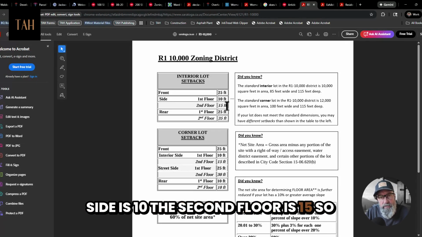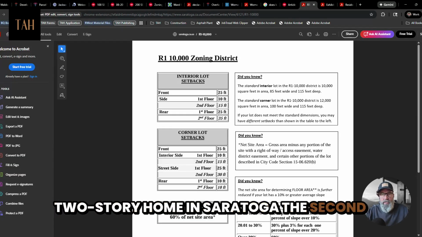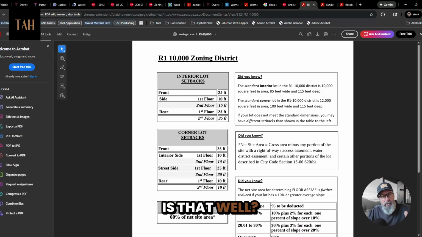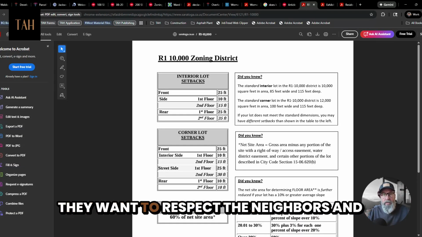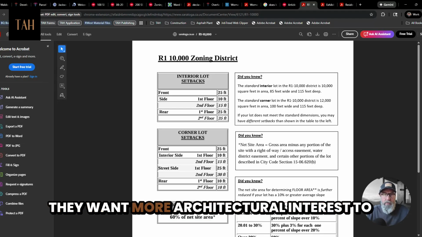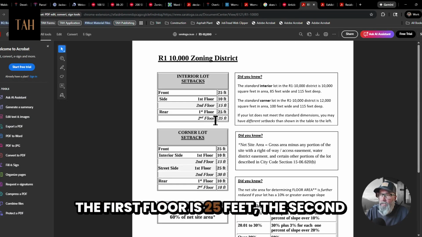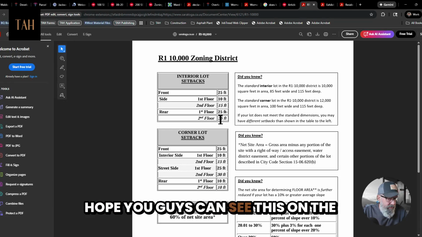second floor is 15. So notice that. When you build a 2-story home in Saratoga, the second story has to jut in a little bit. And why is that? Well, it's because they don't want to have big boxes built. They want to respect the neighbors, and they want more architectural interest to shape the community. And I think it's a good idea. The rear, same rules apply. The first floor is 25 feet. The second floor is 35 feet. Hope you guys can see this on the screen.